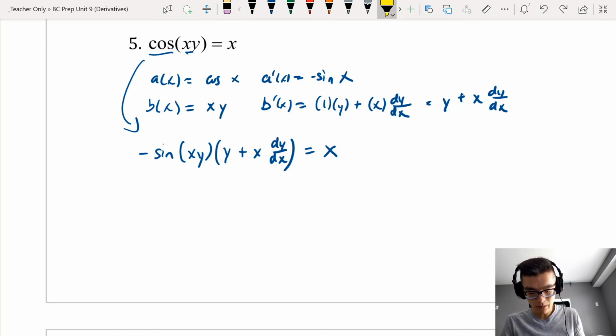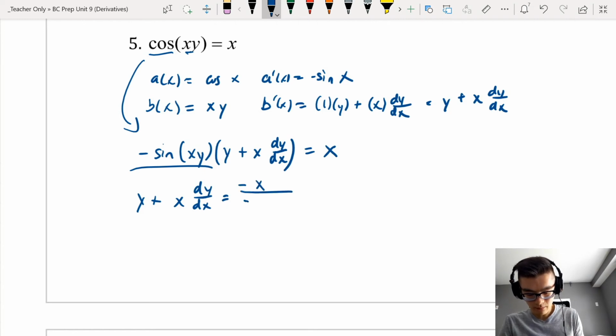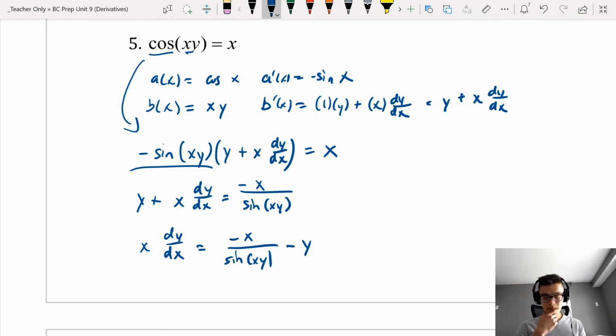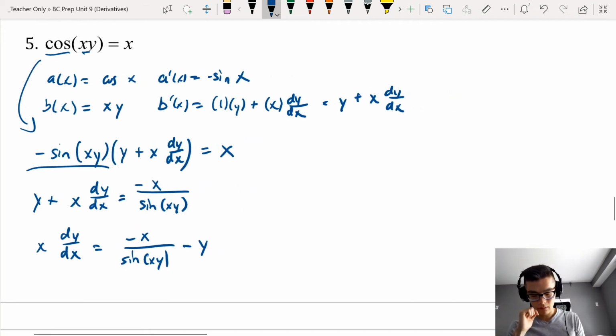I'm going to divide by this giant term first, so we get y plus x dy dx equals x over the negative on top, sine of xy. Okay, not going to look pretty, but we just roll from here. We're going to get x dy dx equals negative x over sine of xy minus y. And before we divide by the x, do I want to clean things up? No, because I'm going to notice that the x will cancel out the first term x there. So let's bring this over.